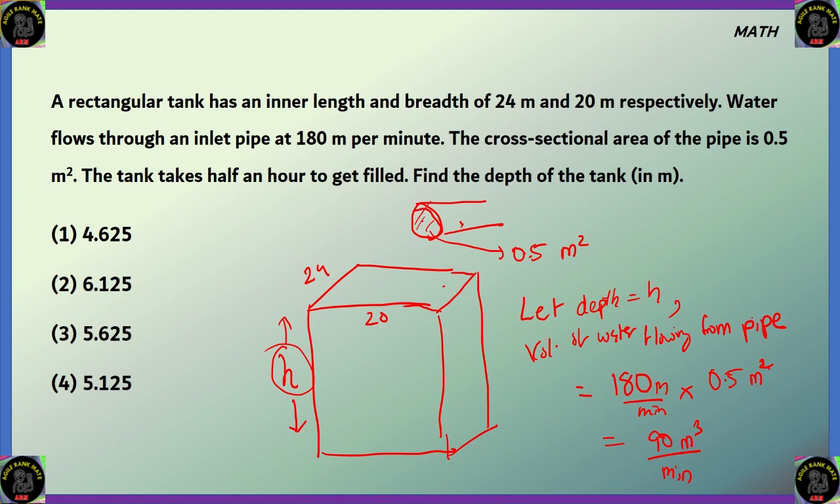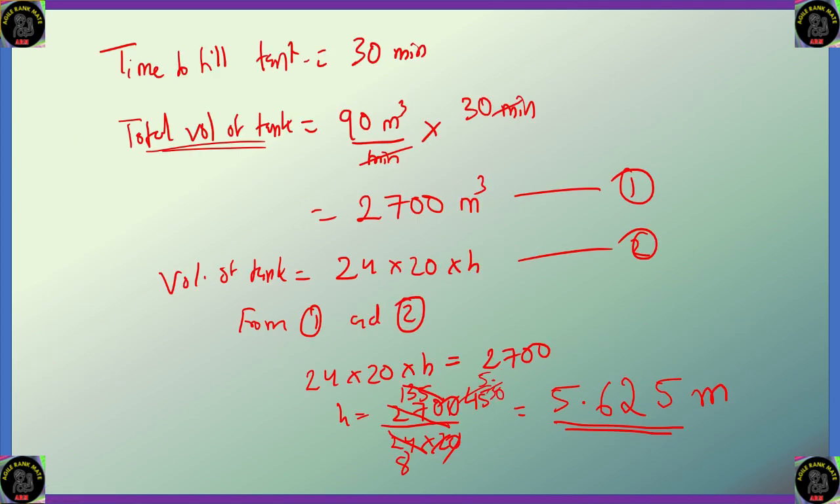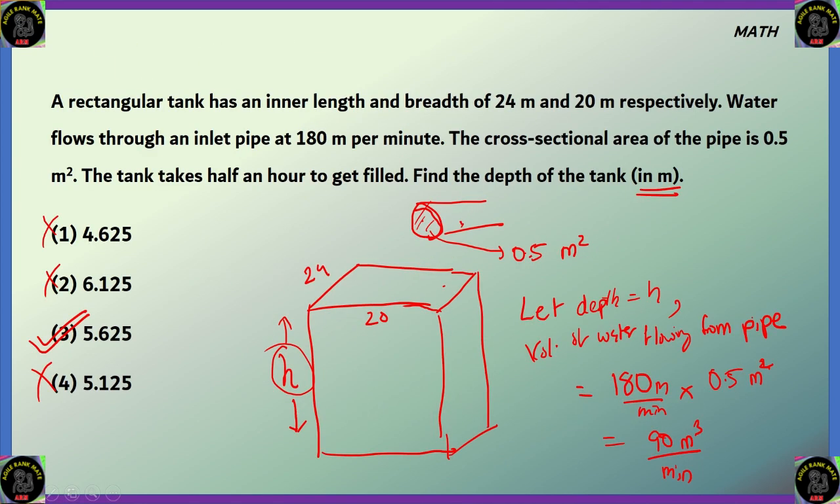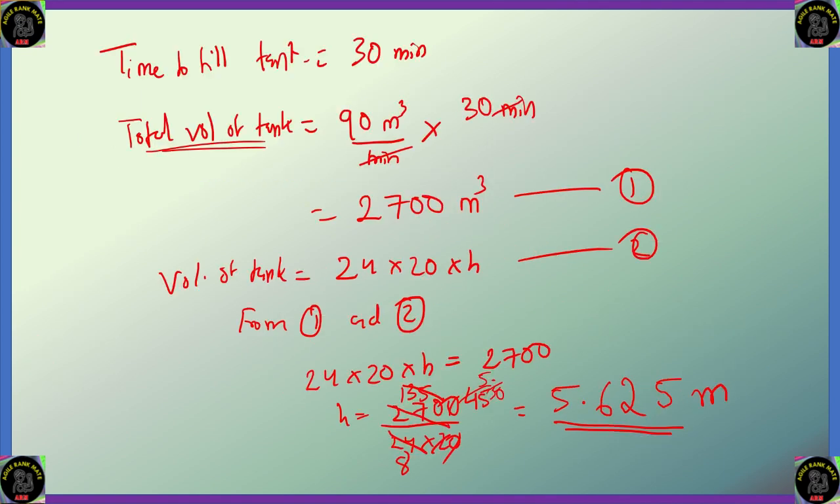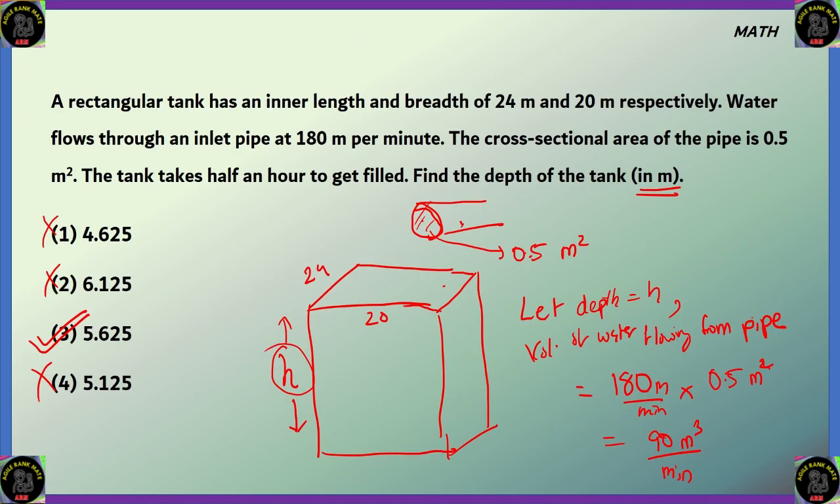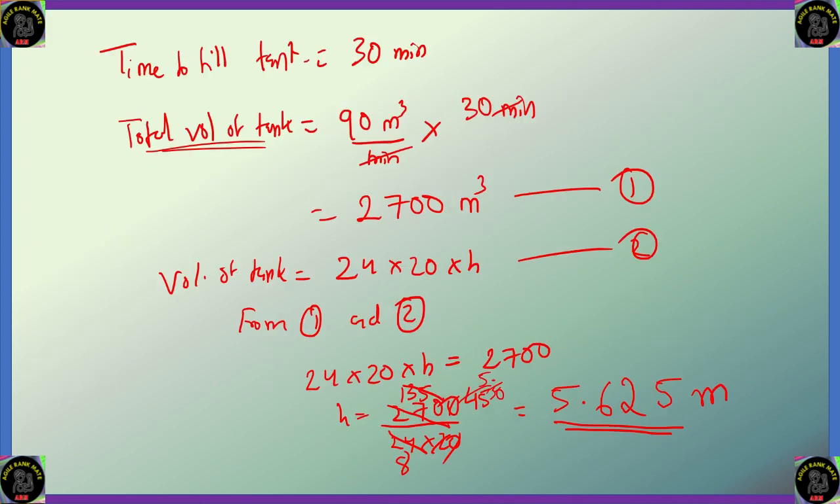So if you look at the options, we get option 3, 5.625 meters, which is already given in the question, to be the correct answer. The other options are incorrect, which if you got would mean that you had made a calculation error. So in this question, we had to equate the volume of the tank to the amount of water it takes to fill the tank. From equating both of those, we get an equation from which we found the value of h, which is equal to 5.625 meters. So option 3 is the correct answer for this question.